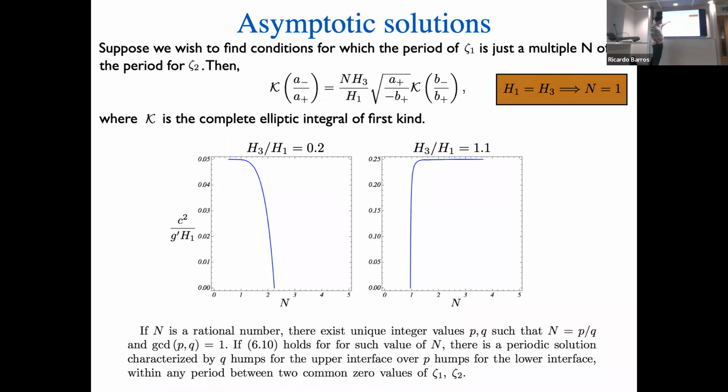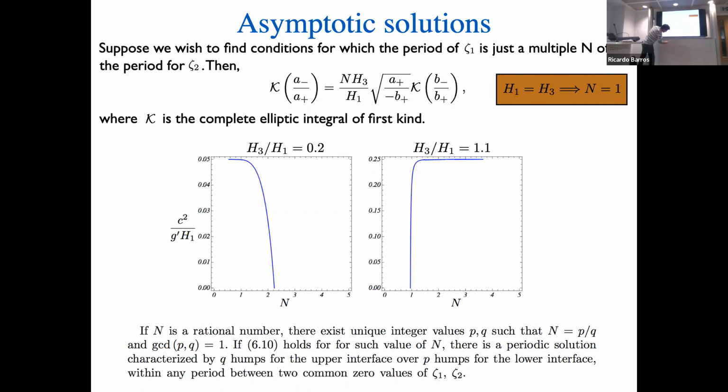So for example, here I plug in the parameters. H3 over H1 is 0.2, or for example, H3 over H1 is 1.1. And you have very different behaviors. So this is the range of values of n that I can have. And then the idea is that I'm doing basically this.